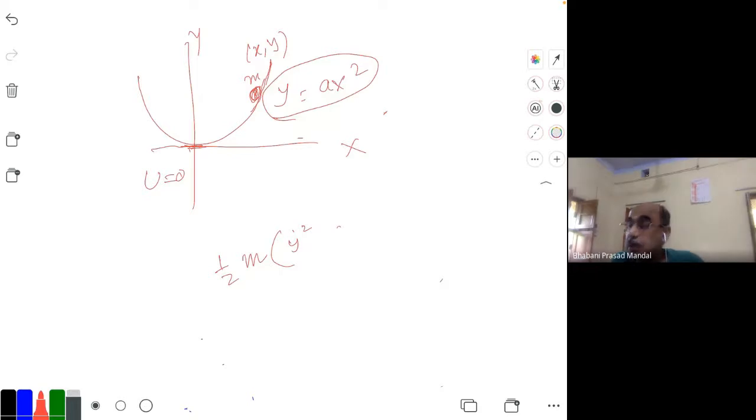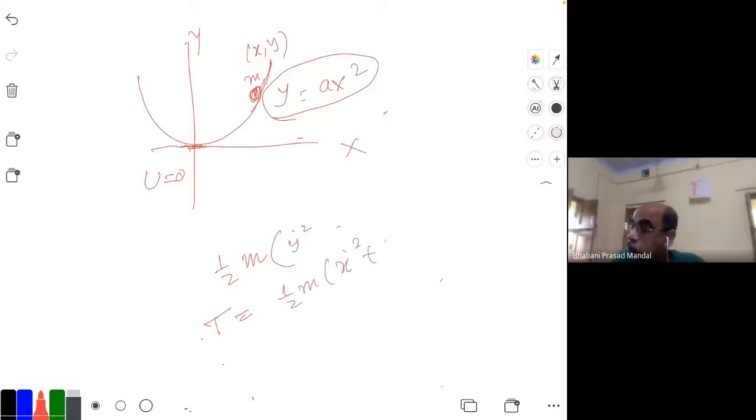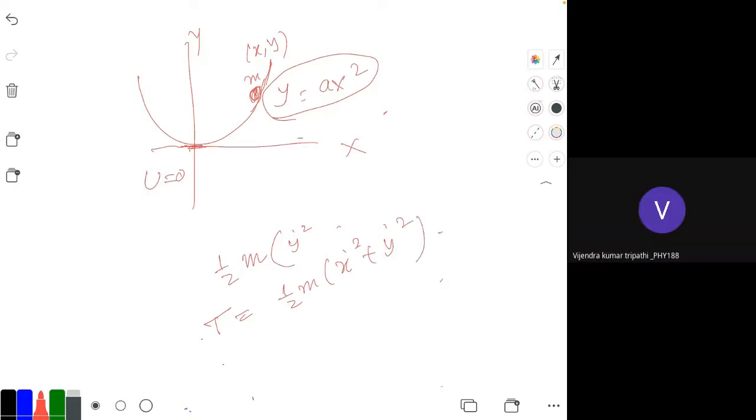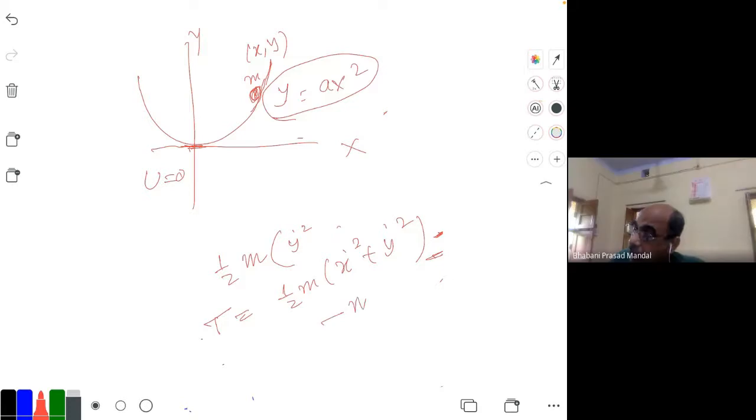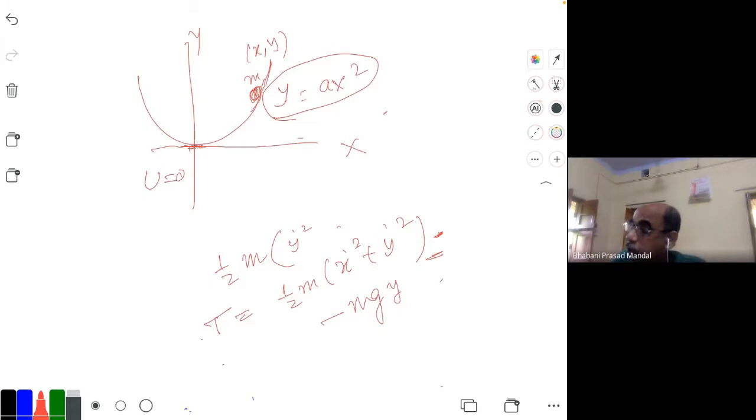विजेंद्र कुमार त्रिपाठी बताओ क्या होगा इसका काइनेटिक एनर्जी? सर हाफ m x डॉट स्क्वायर प्लस y डॉट स्क्वायर. हाँ x डॉट स्क्वायर प्लस y डॉट स्क्वायर. लेकिन आपको y डॉट को रिप्लेस करना भी है और लेट मी राइट y बराबर है a x स्क्वायर. हाँ तो पोटेंशियल एनर्जी, लेट मी राइट पोटेंशियल एनर्जी माइनस mg y. हाँ y इक्वल टू 0 में 0 तो माइनस mg y. नाउ इसको आपको सब्स्टिट्यूट करना है y इक्वल टू a एक्स स्क्वायर से.